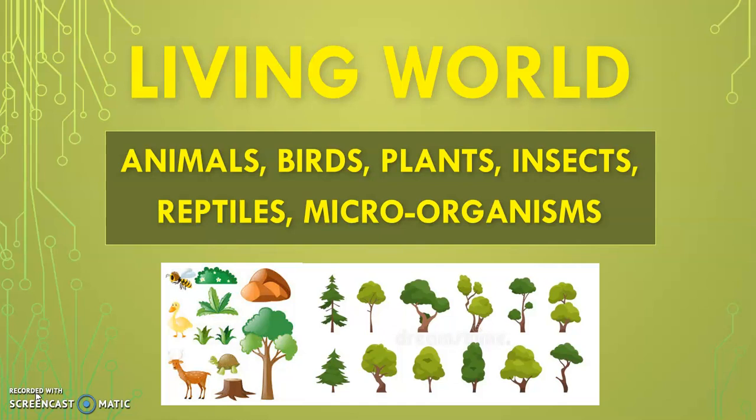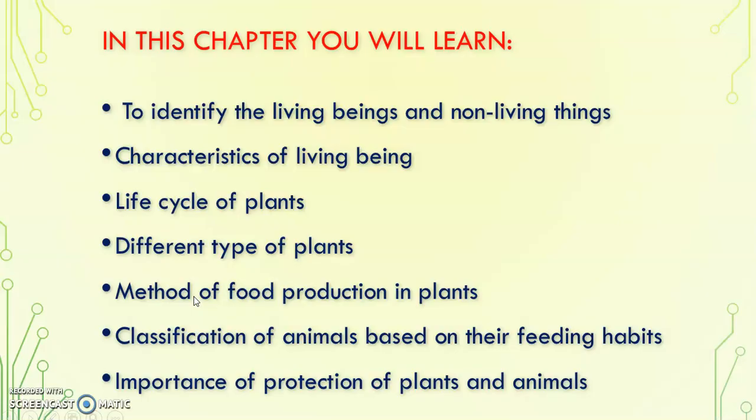Hello children, let us learn about the first lesson of your EVS textbook. This is Living World. In this chapter, you are going to learn to identify the living beings and non-living things, characteristics of a living being, life cycle of plants, different types of plants, method of food production in plants, classification of animals based on their feeding habits, and the importance of protection of plants and animals.